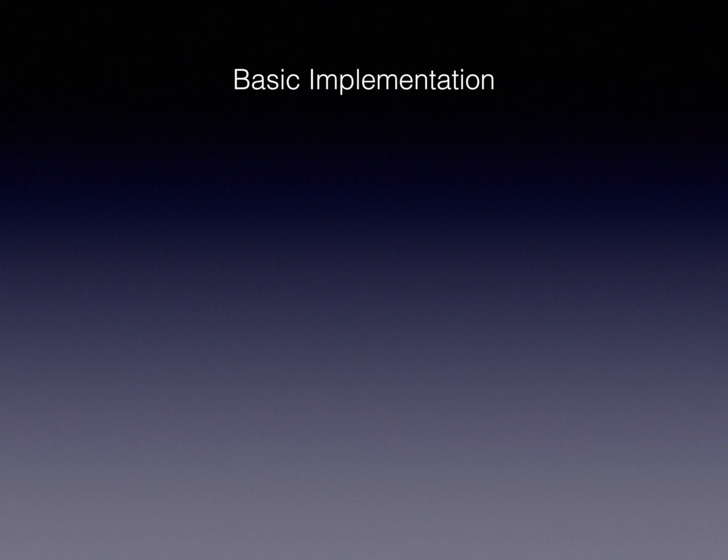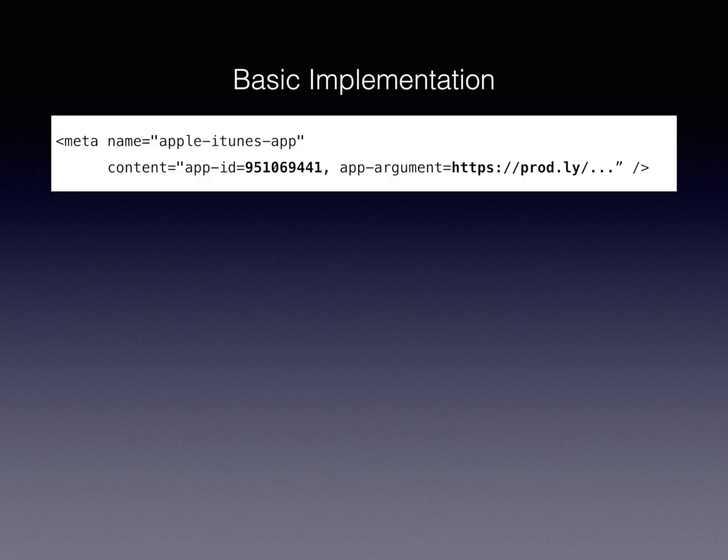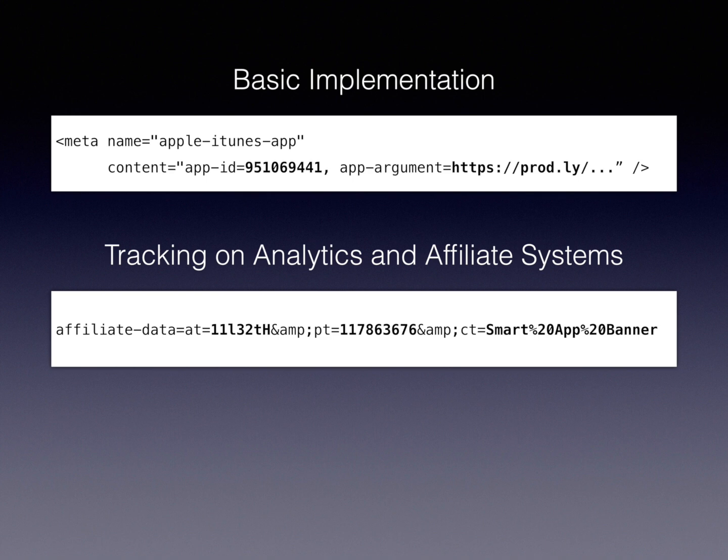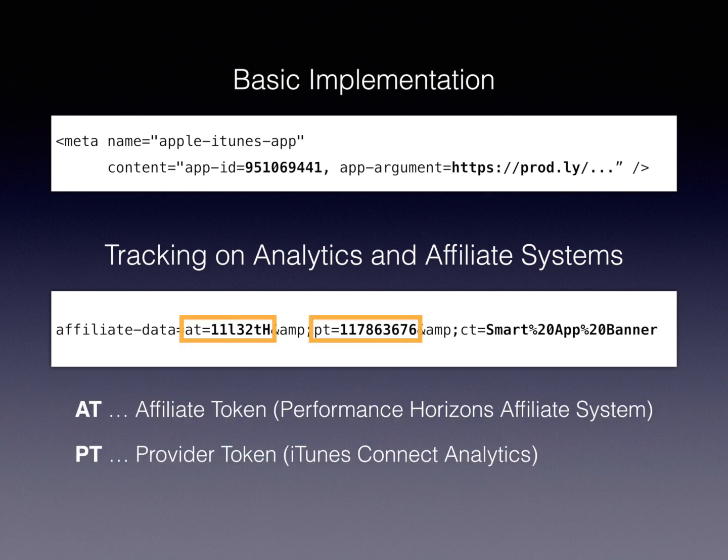So the basic implementation is just this meta tag. It's got name Apple iTunes app, and the content is the app ID, and optionally an app argument, but not optional for us because this app argument is the URL of the product users are looking at currently. And to turn on analytics and the affiliate system tracking, additional information can be added to this content tag, namely AT is the affiliate token and PT is the provider token.